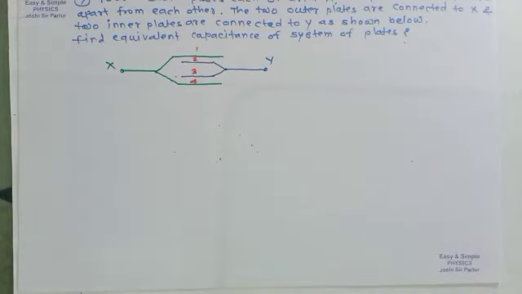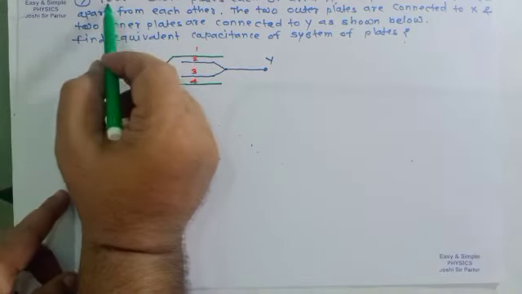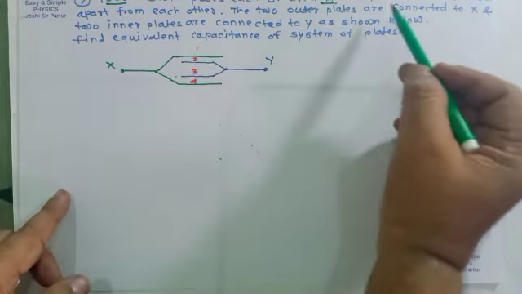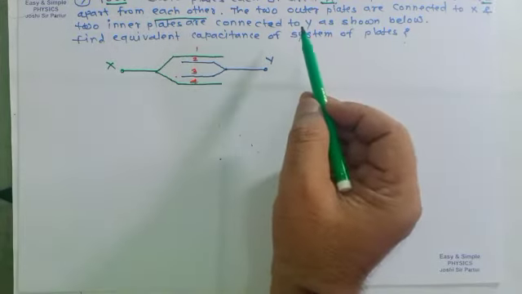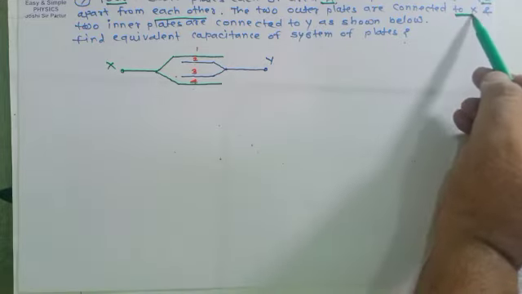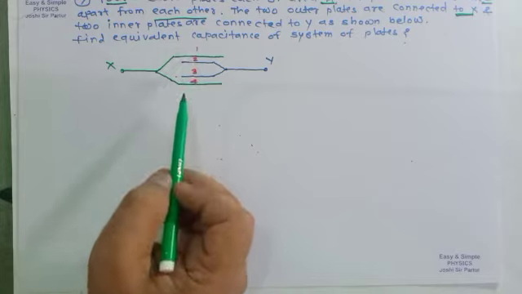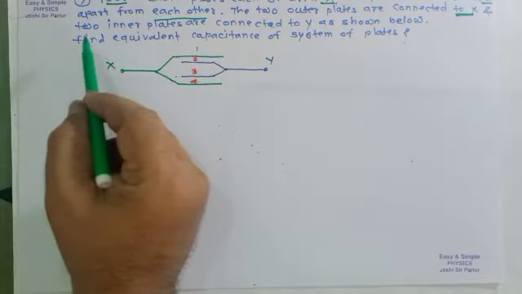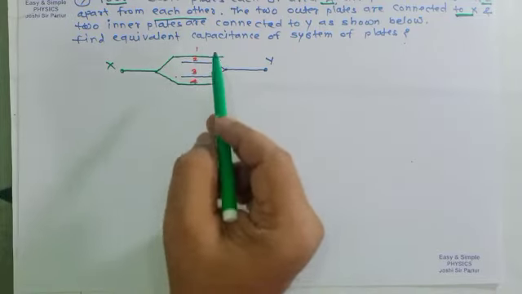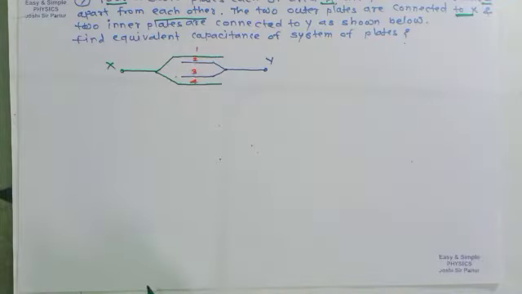Again, a similar example will be seen, but with 4 metal plates. When 4 metal plates, each of area A, are placed at distance D apart from each other, the two outer plates are connected to X. Two outer plates means plate number 1 and plate number 4, they are connected across X, and two inner plates, plate number 2 and plate number 3, are connected across Y, as shown below. Find the equivalent capacitance of the system of plates.